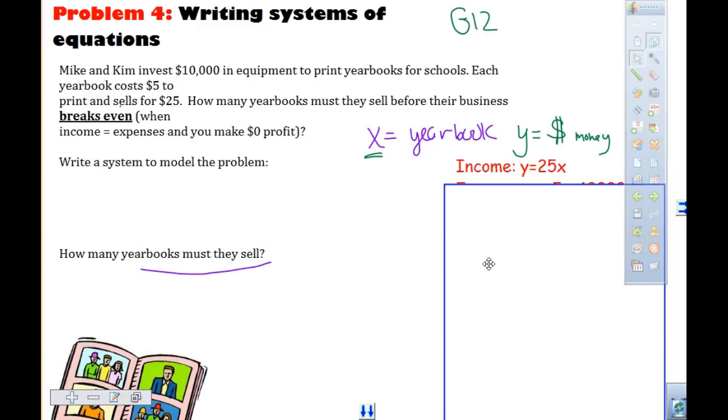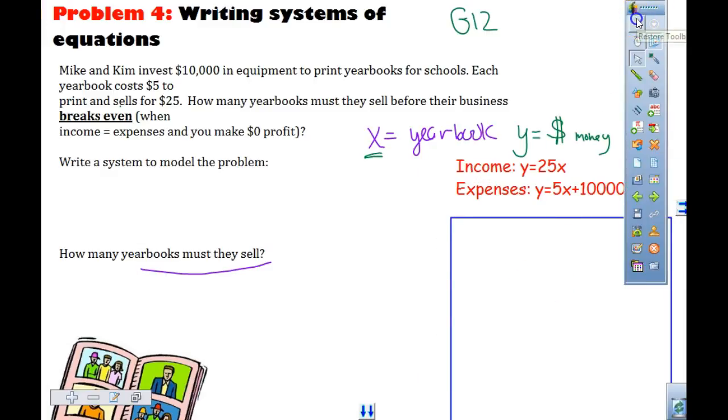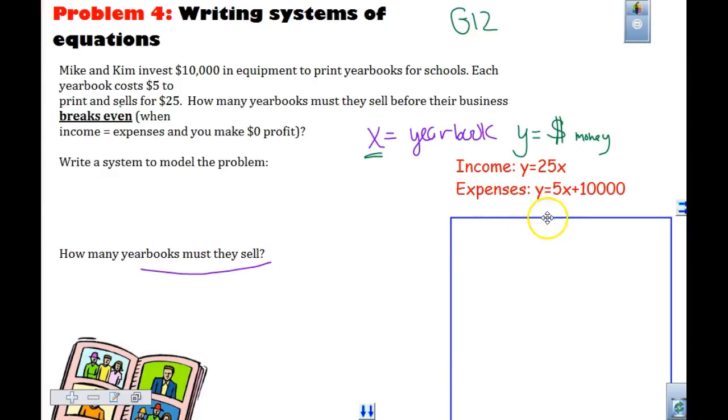Income, you can set that one up in the front if you'd like. Income, Y equals 25X. Well then, because we're looking at the expenses now, what are our expenses? Y equals what? How much does it cost to make each yearbook? 10,000 plus 5X. So when we look at our expenses, $5 per yearbook, 5X, plus 10,000. And could you have written 10,000 plus 5X?